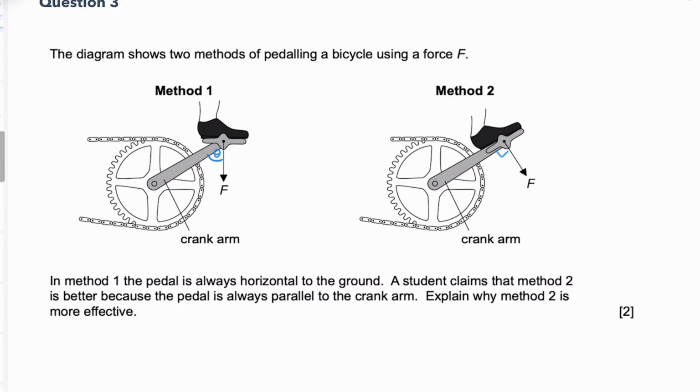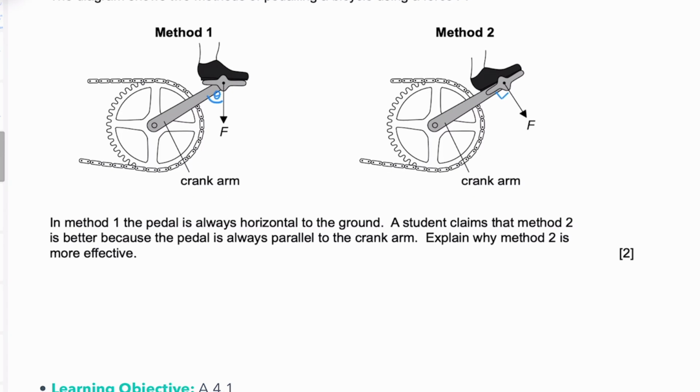Explain why method 2 is more effective. Well, let's look at method 1 first. With method 1, say we have the position here and the position there as examples, and we have the force acting at these points each time. This is the axis or the pivot.